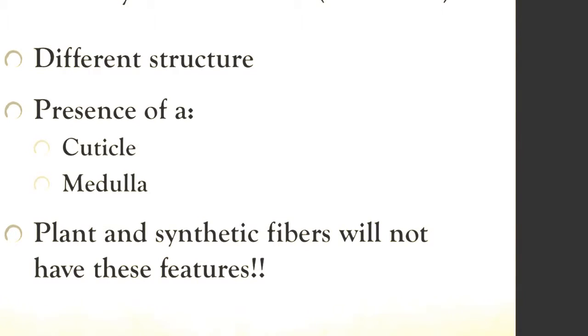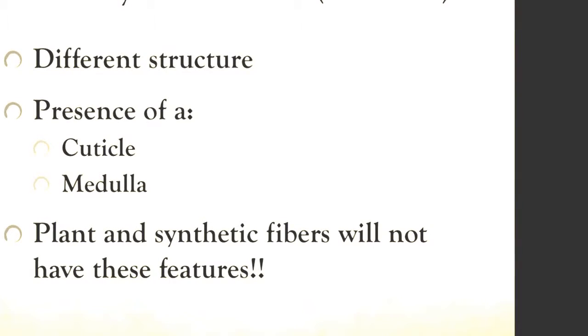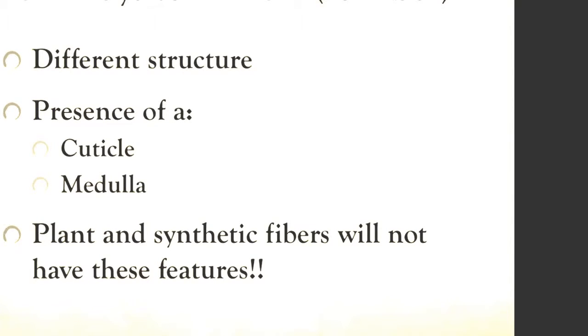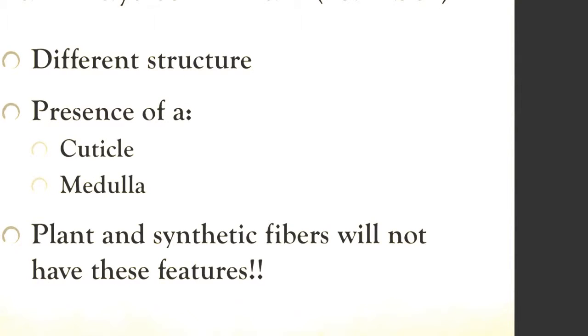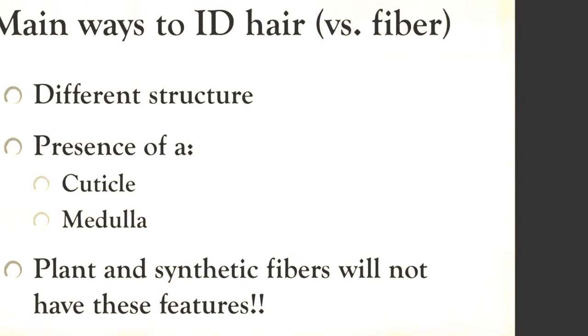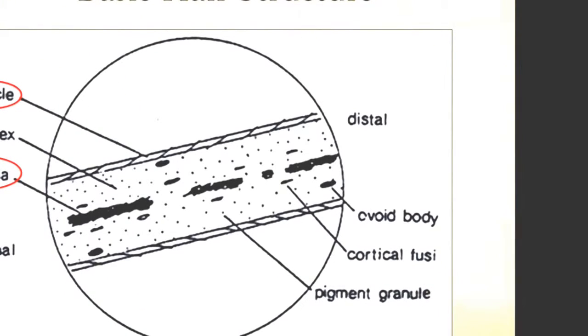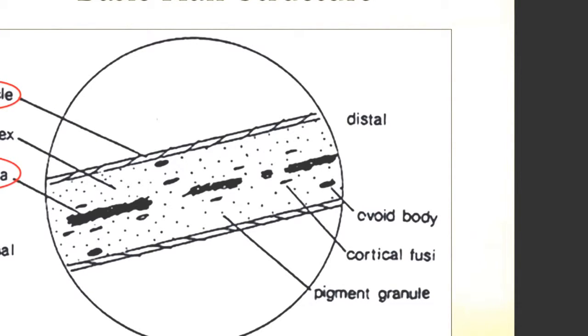Let's start with hair. I want to begin by explaining some of the major ways to distinguish hairs and fibers using microscopic analysis. Hairs have distinct structural features that make them very visually distinct from fibers. When you look at a hair under a microscope, you will immediately see the cuticle and the medulla, which would not be present on a plant fiber or synthetic fiber. This image shows you the basic structure of a hair. The two main components of hair that we'll talk about today are the cuticle and medulla.